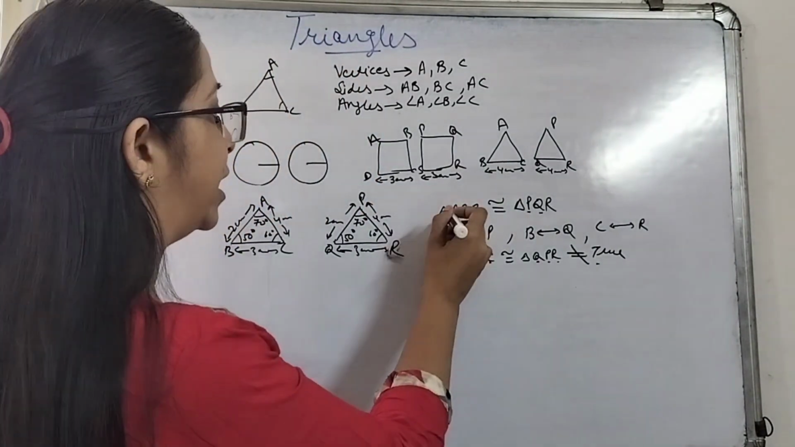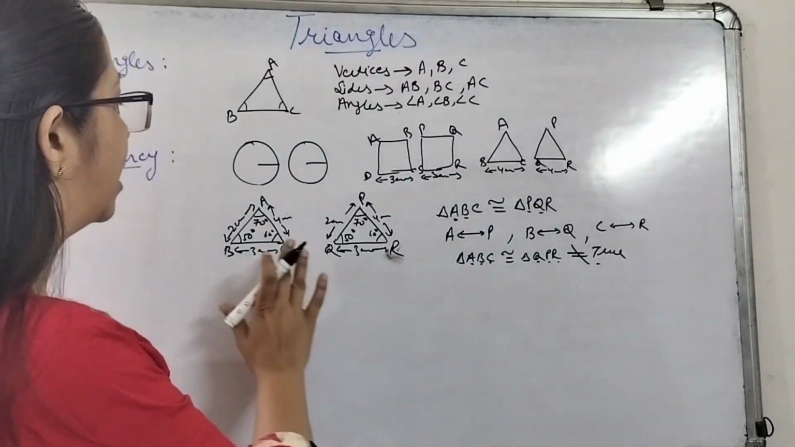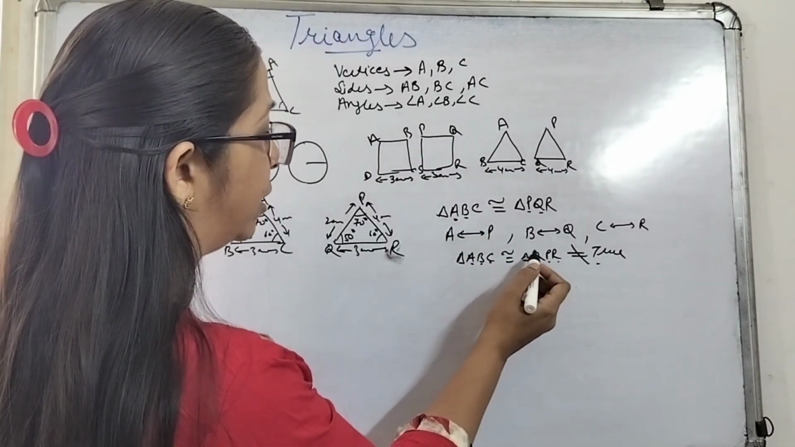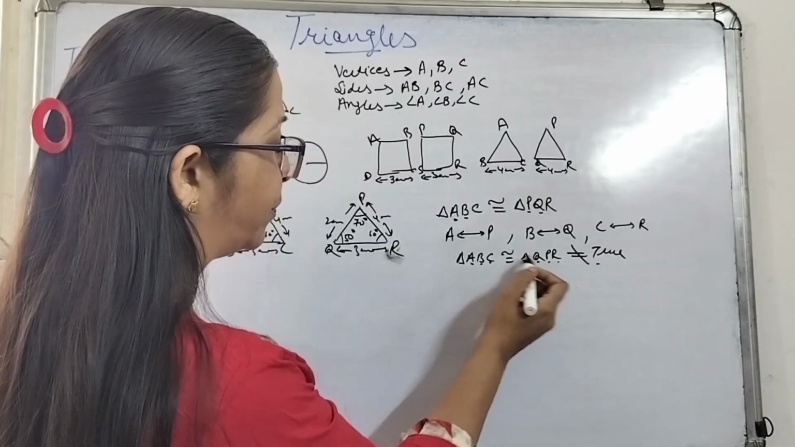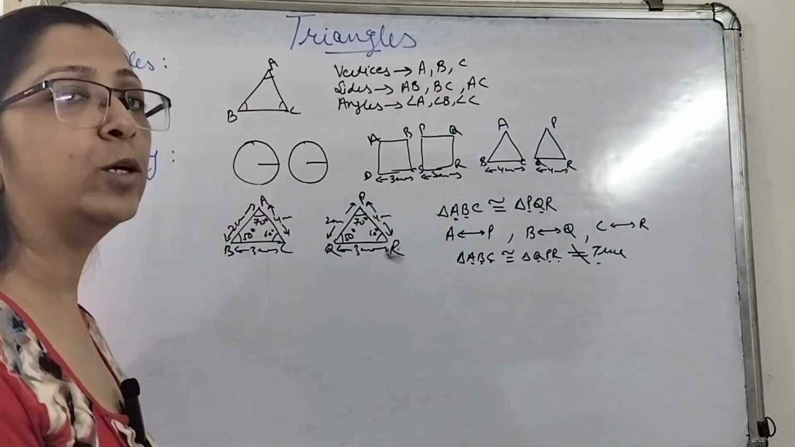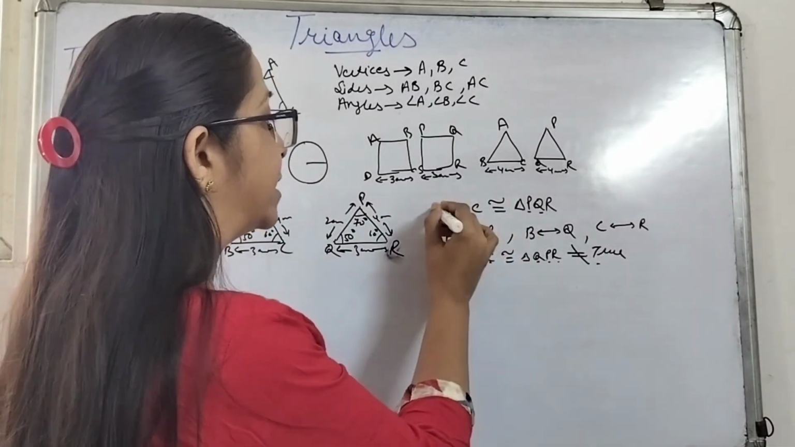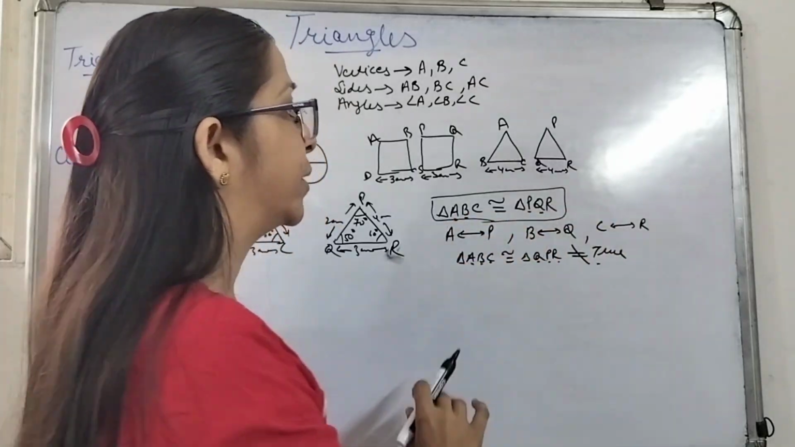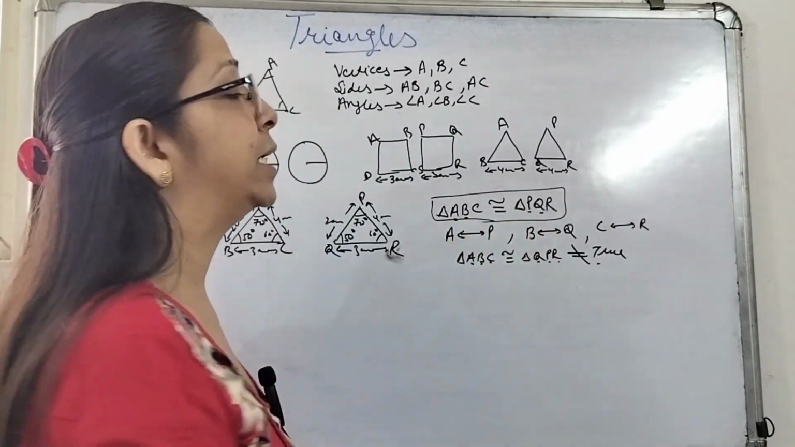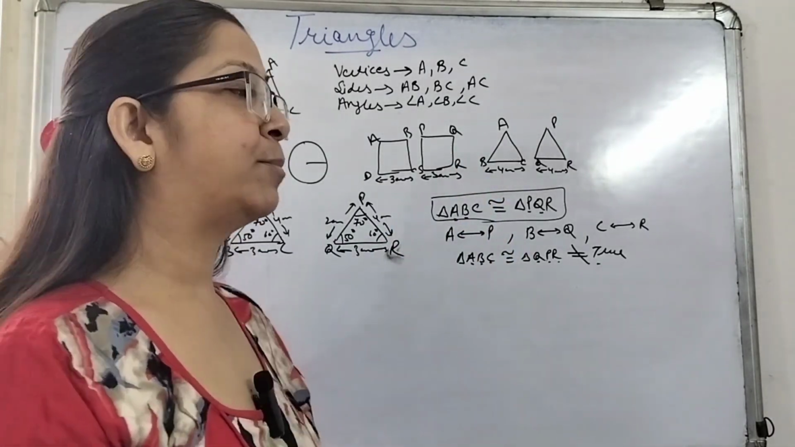If I keep A over P, B over Q, and C over R, then only they are going to overlap each other. If A were overlapping on B, B coinciding on P, and C over R, then they will not overlap each other exactly. That's the reason they will not be congruent. That's the reason the order is very important if we are representing it symbolically. The correspondence is very important while we are writing it symbolically.